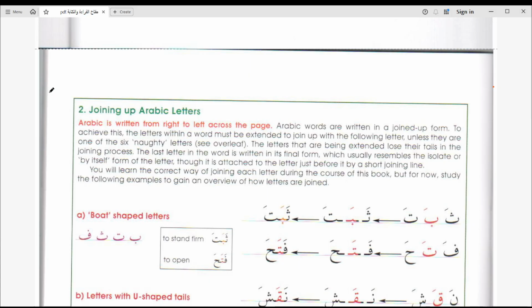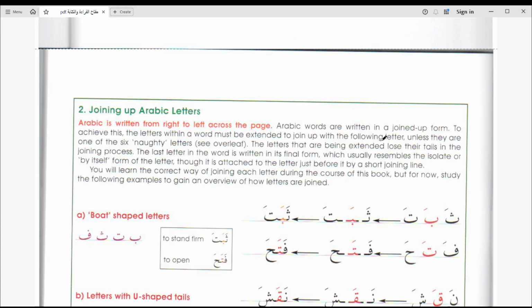Arabic is written from right to left across the page. So we don't write from here like English, but we write from right to left. Not my best font, because of the mouse.